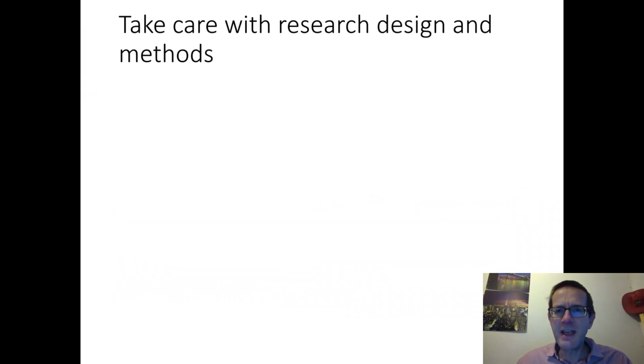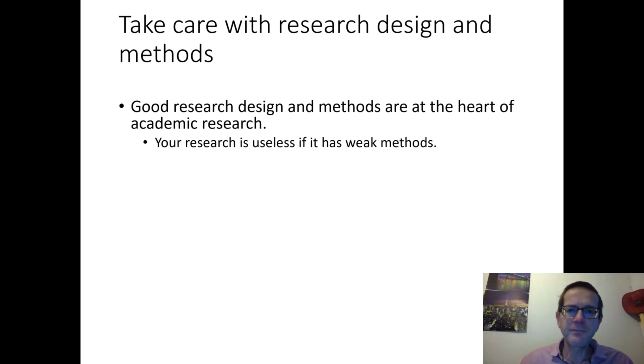Okay, next stage, so taking care with research design and methods. So a common problem with studies submitted to journals that don't get published is that the research design isn't very good or the methods aren't very careful. So good research design and methods are at the heart of academic research, and that's because if you've got weak methods, then your research may be completely useless. So if you can't justify the findings with strong enough methods, then there's no point in doing the study.